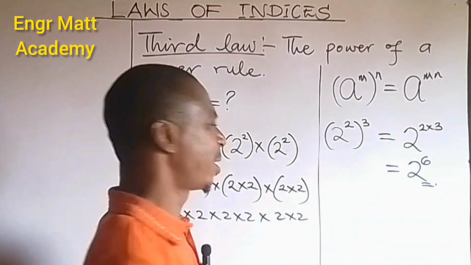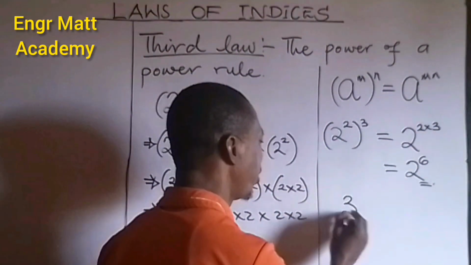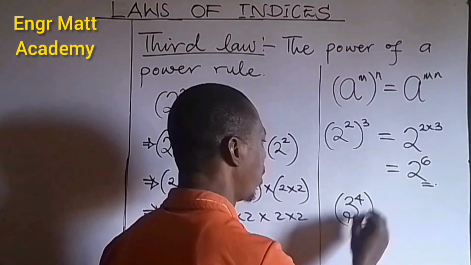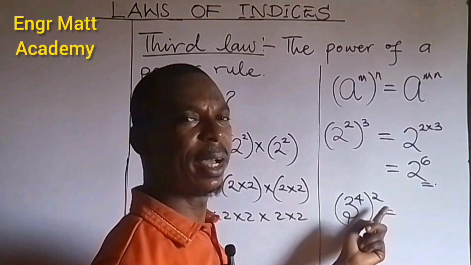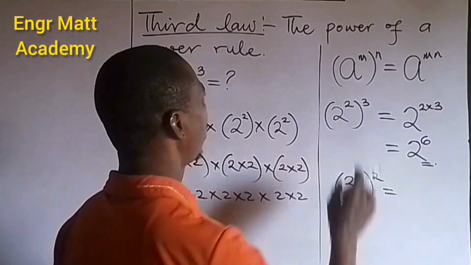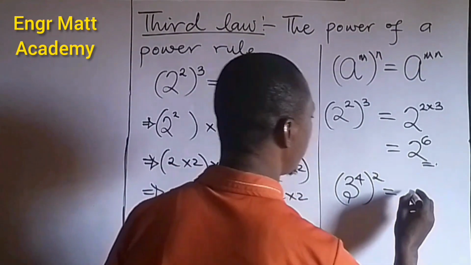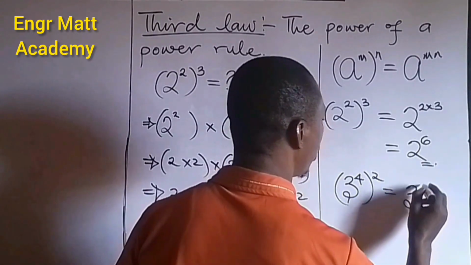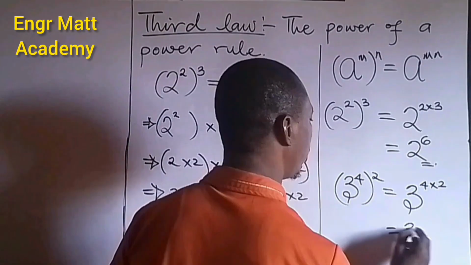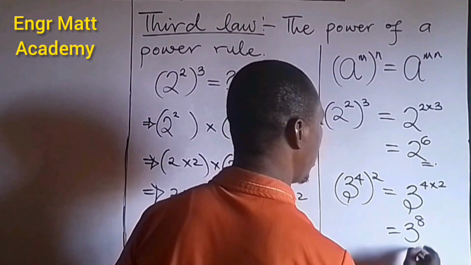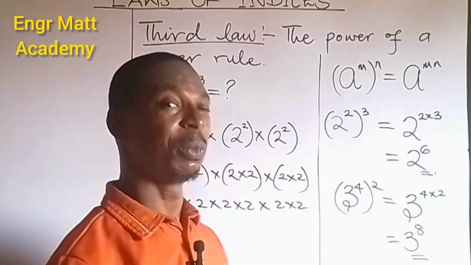Let's try another example. Say 3 raised to the power 4, squared. 3 raised to the power 4 is raised to another power. So applying this law means that 3 is raised to the power 4 times 2, and that will give us 3 raised to the power 8. One more, then we call it a wrap.